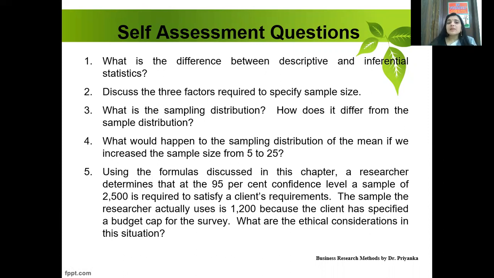But tolerance of error should be taken care of here so as to get the required results.